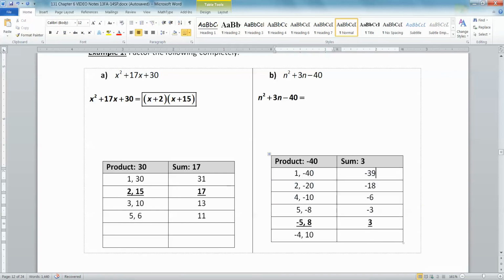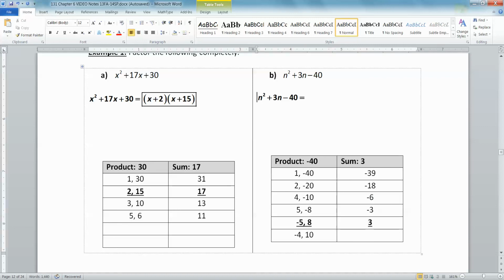So if you do this batch and you get negative 39, you know the other one's going to be positive 39. If you do this one and get negative 18, you know the other one's positive 18. This one's negative 6, the other one's positive 6, and so on. Okay? So you can kind of tell what the other batch is going to be like.